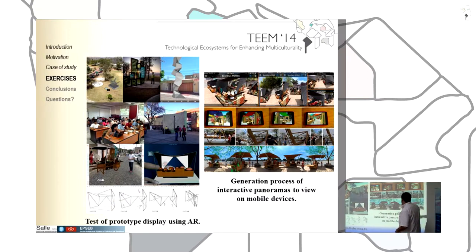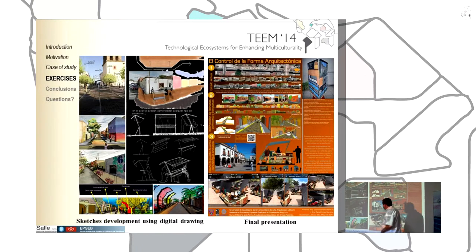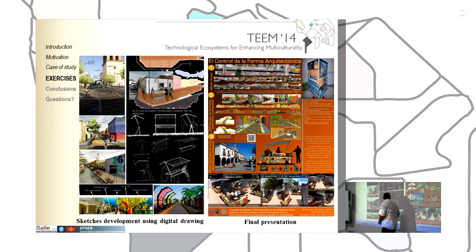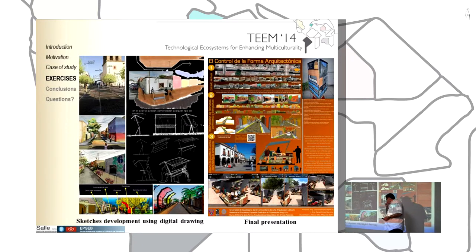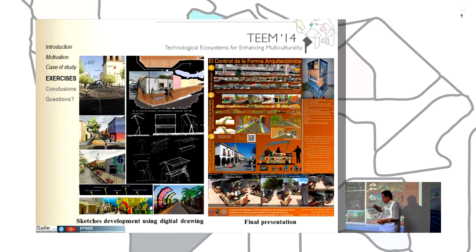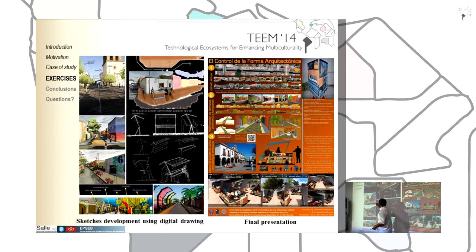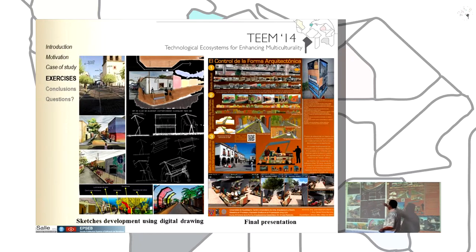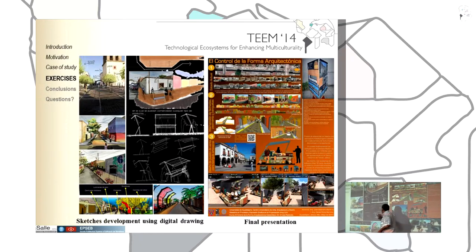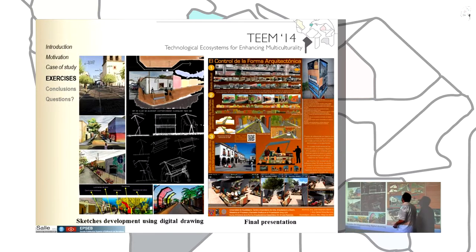Here you can view the generation process of interactive panoramas to view on mobile devices about the position of the new tianguis market, okay? And with different views of every step. Then sketches development using digital drawing: the next phase of the workshop was the students drawing using tablets or mobile devices to draw the streets, to draw the position of the tianguis, and to draw a basic element of the market.